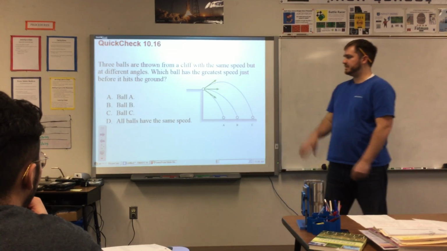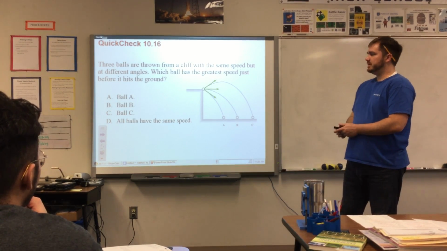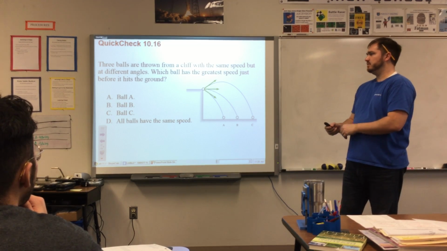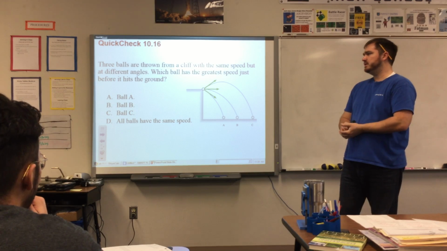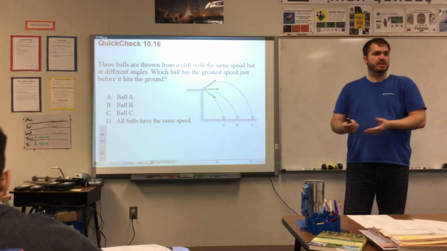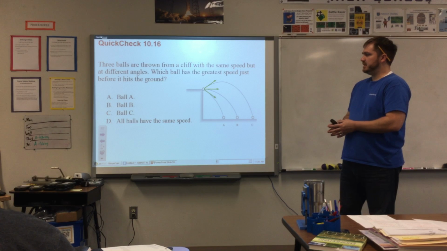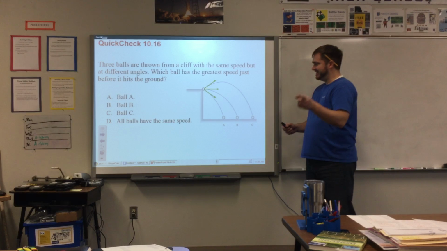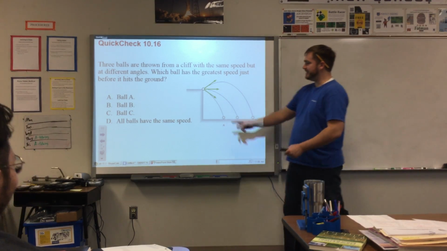We already talked about the elastic potential energy formula, so now let's move on to here. 3 balls are thrown from a cliff with the same speed but at different angles. Which ball has the greatest speed just before it hits the ground? Now, you might say, oh, this is exactly like the slide problem. Right, Kevin? Right? All right. No, I'm glad you're with me here.